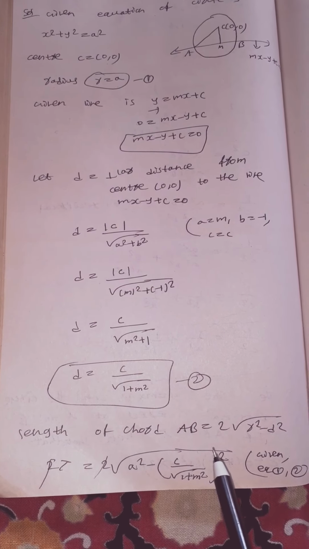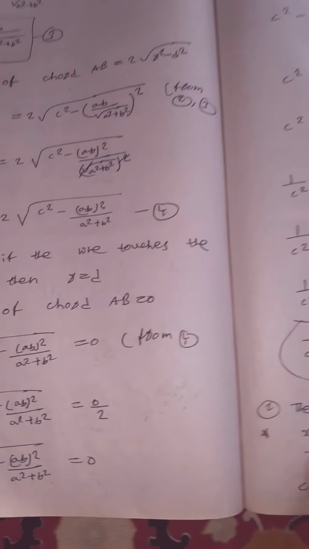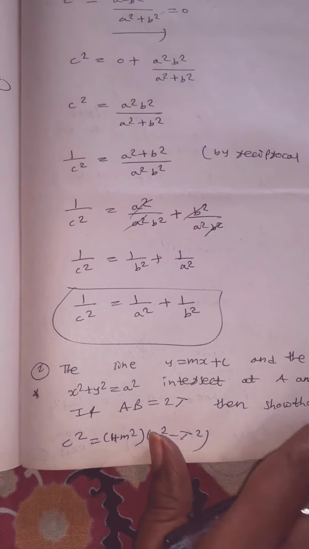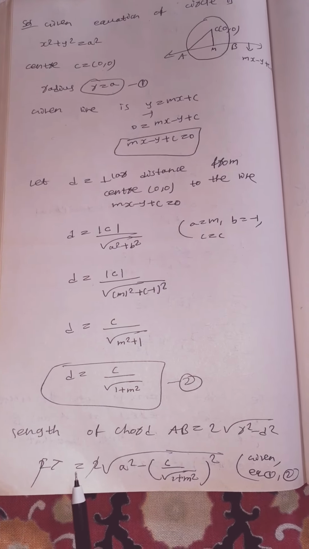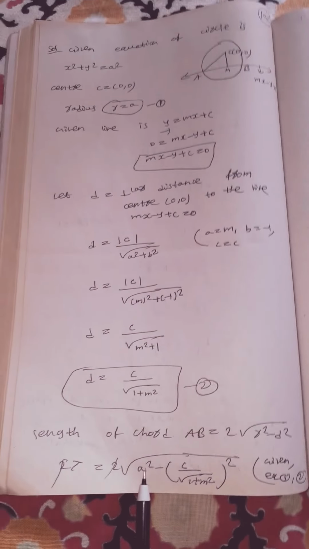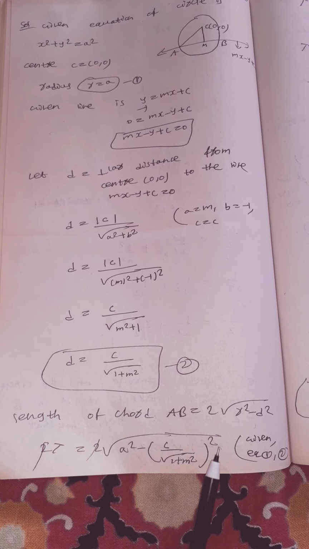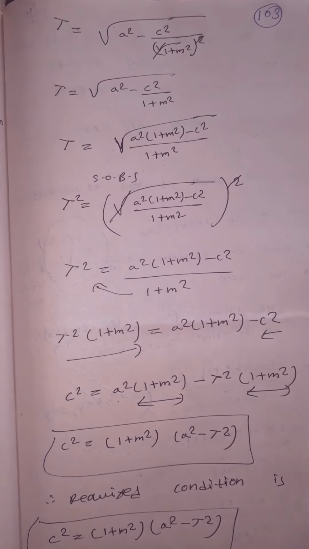So equation 2: the length of chord AB is equal to, we know the formula, 2 into under root r square minus d square. But the length of chord is given in our question. How much, children? AB is 2 lambda. The length of chord is given as 2 lambda. Read the question properly. So substitute: 2 lambda is equal to 2 into under root, radius is a, so a square minus c by under root 1 plus m square, whole square. The 2 cancels, children.